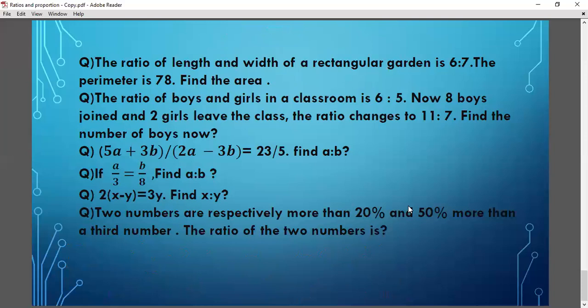The next question: a over 3 equals b over 8. Now they're asking you to find the ratio of a is to b. For this particular question, we can arrange this further in the form of a over b. So we can write a over 3 equals b over 8 as given, and change this into a over b equals 3 over 8. So this is our final answer.